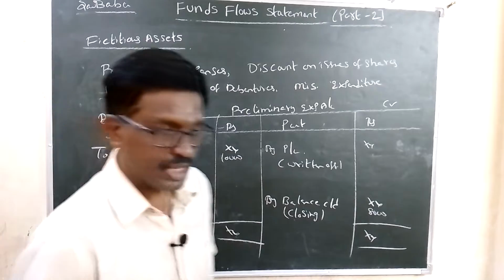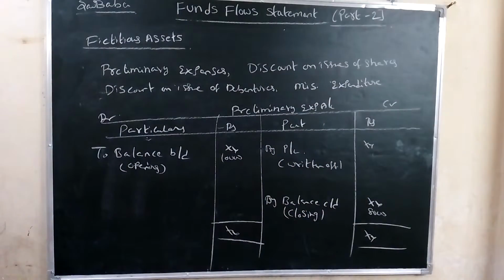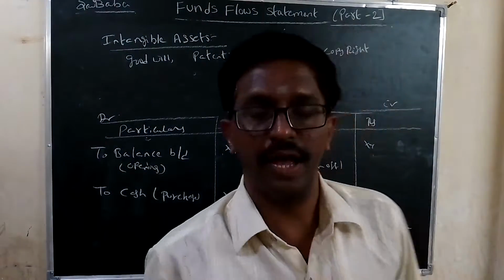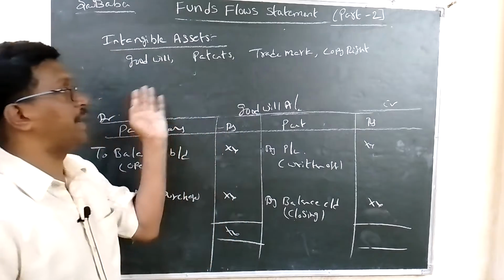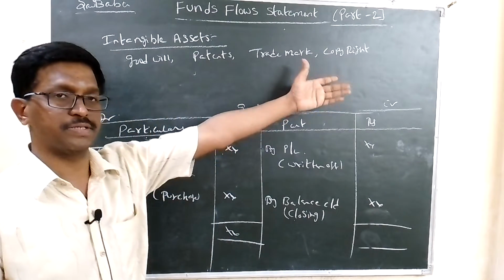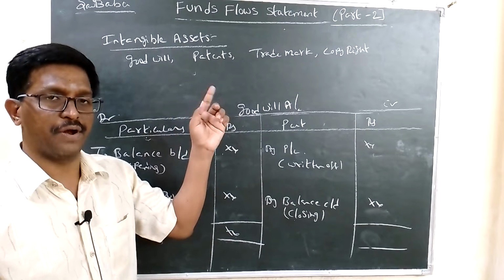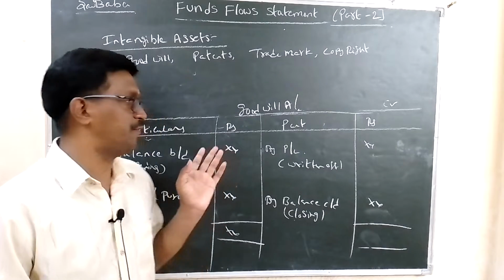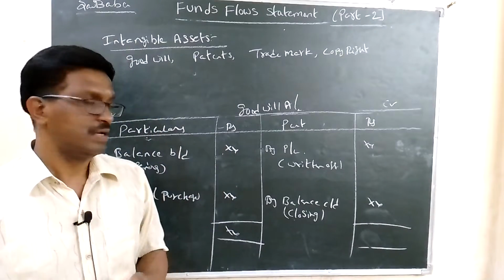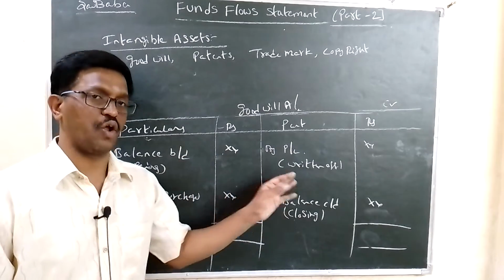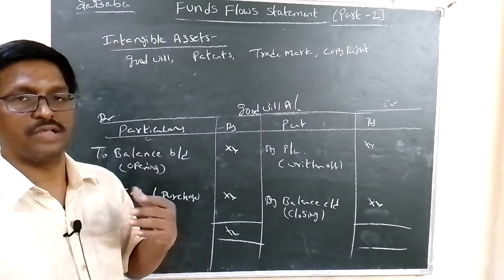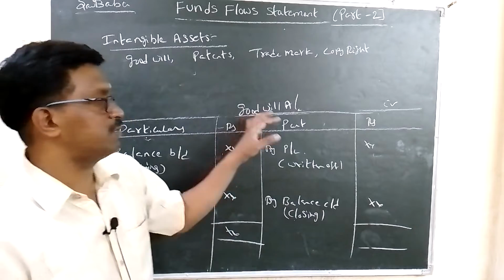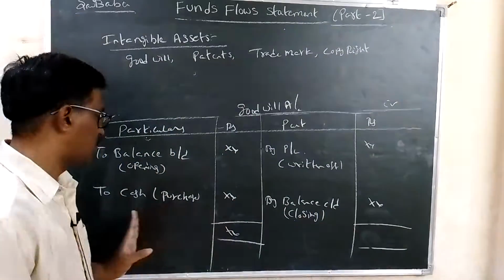Next we will explain the intangible assets, like goodwill, patent, trademark, and copyright. Intangible assets can differ in two ways. If the amount decreases, for example goodwill, the amount is written off, which means the value of the firm decreases and the amount is transferred to the profit and loss account as written off. If intangible assets increase, the amount is treated as a cash purchase.